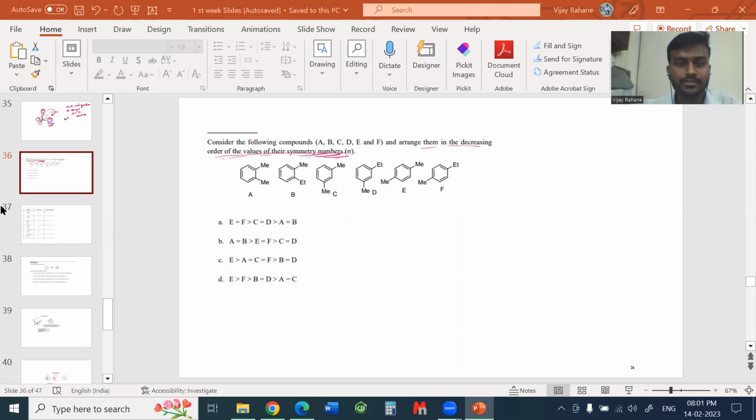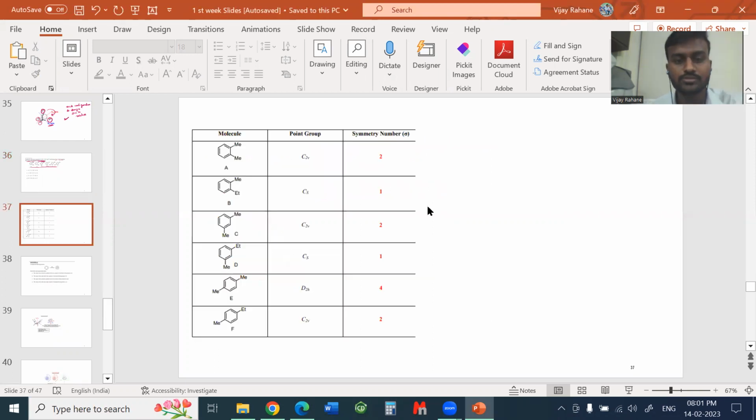So what the question is? We need to identify the symmetry number, and then we need to arrange it according to the decreasing order of the values of the number of symmetry, how many symmetry numbers are present in this molecule. So for this one, we initially need to identify which point group this molecule belongs to. So here I have solved this here given.